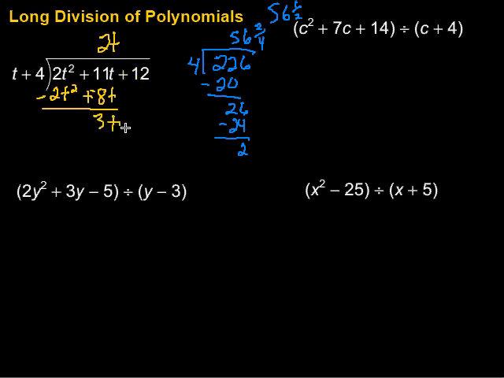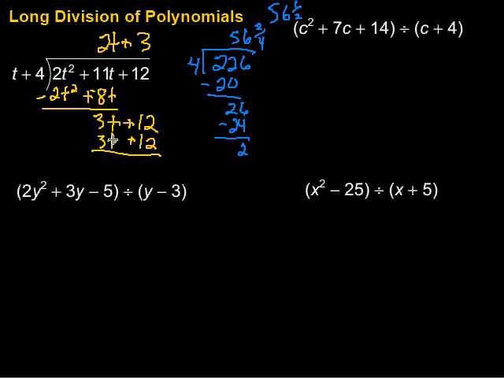Okay, so now bring down the 12, just like we brought down the 6 over there. So bring down the 12. Then I'm going to look for what do I have to multiply t by to get 3t? Well, I have to multiply it by 3. So 3 times t is 3t. Then 3 times 4 is 12, like so.